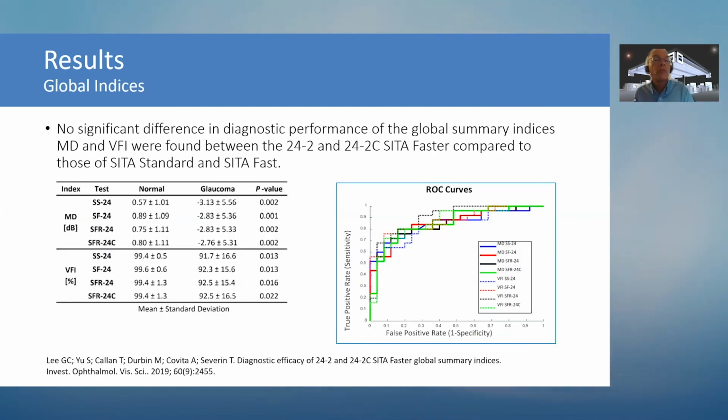Additional information gotten out of this particular study was the global indices stayed pretty much within the same range as some of the other strategies. So we have mean deviation and the visual field index shown here. The ROC curves, you can see the green lines are the ones with the 24-2C in both VFI and MD, and you can see they're right in the middle of the pack. They're not worse, they're not dramatically better. And this also included SITA Faster, as you can see, and SITA Standard and SITA Fast. So that was encouraging for the global indices.